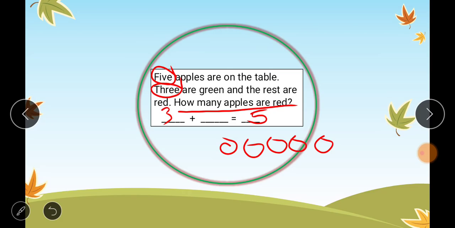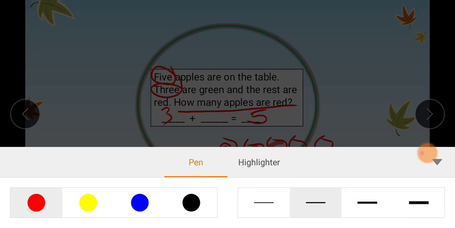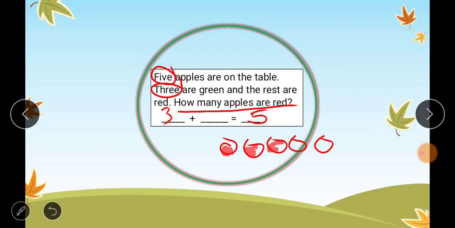Next, what do we do? We color 3 balls. Let's do that. 1, 2, 3. So how many balls do we have uncolored? 2 balls. So our missing addend is 2. So how many apples are red? 2 apples are red.